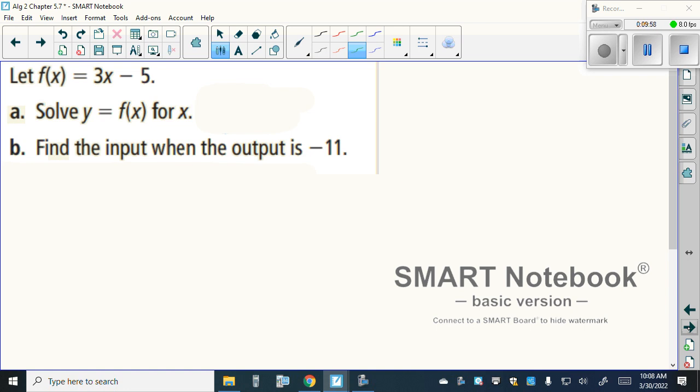Now, for the rest of these first few, we're not going to think about the picture. We're just going to replace f of x with y and solve for x. Let's just go on and find the inverse.